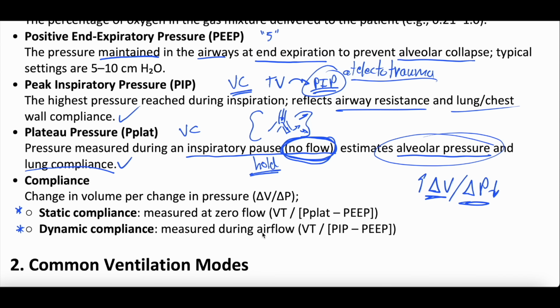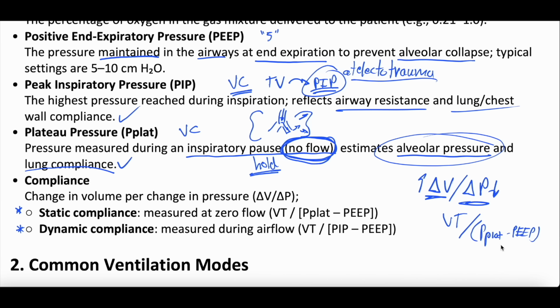Static compliance is measured at zero flow. Okay, zero flow. And the static compliance is essentially the tidal volume divided by the plateau pressure minus the PEEP. And if you've watched all of our lectures, and this is an advanced topic, right? If this is kind of above the level, just ignore this. We'll get back into the bread and butter.